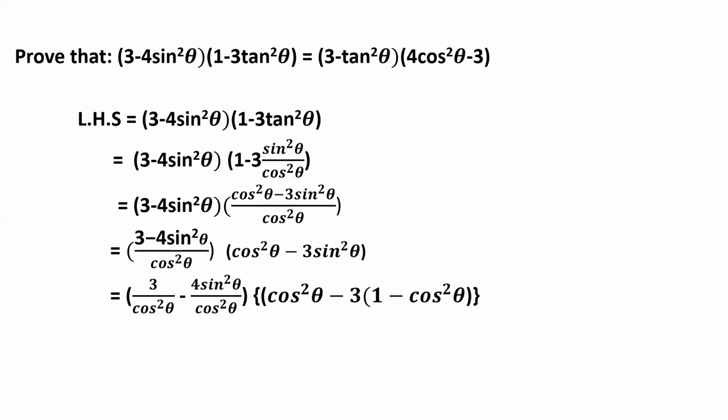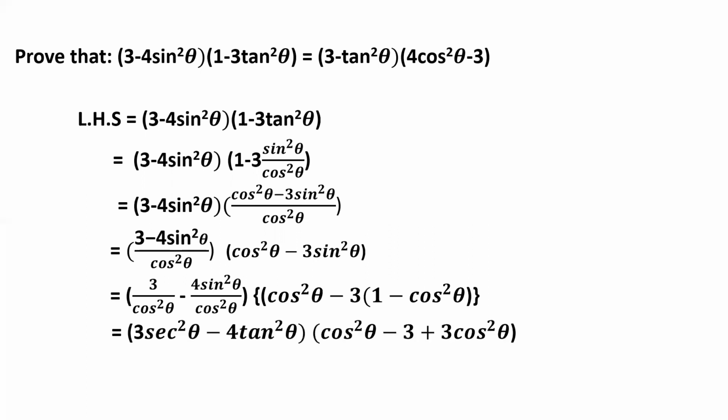Why did I change? Because look at the right hand side. We need cos, not sine. So sine should be changed in terms of cos, and sine squared theta is equal to 1 minus cos squared theta. Okay, look at here. Look at the first bracket here. 3 upon cos squared theta. Is it 1 upon cos squared theta? Can I make it like this? 3 sec squared theta. We know 1 upon cos squared theta is sec squared theta, minus sine upon cos is tan. So it is minus 4 tan squared theta.